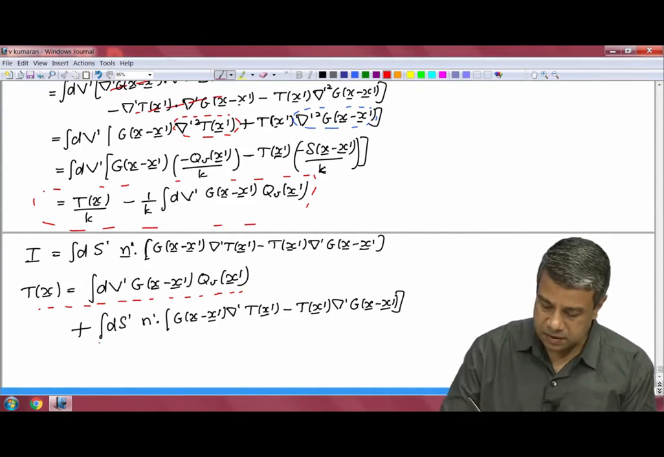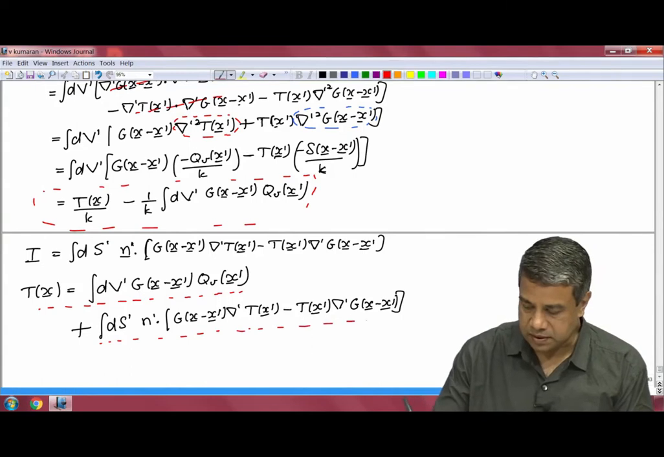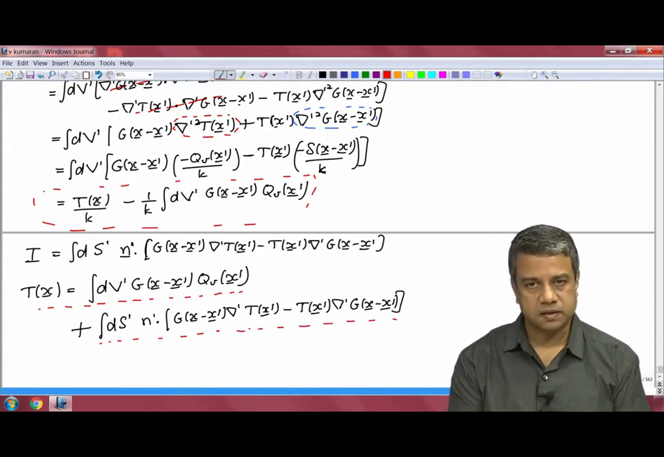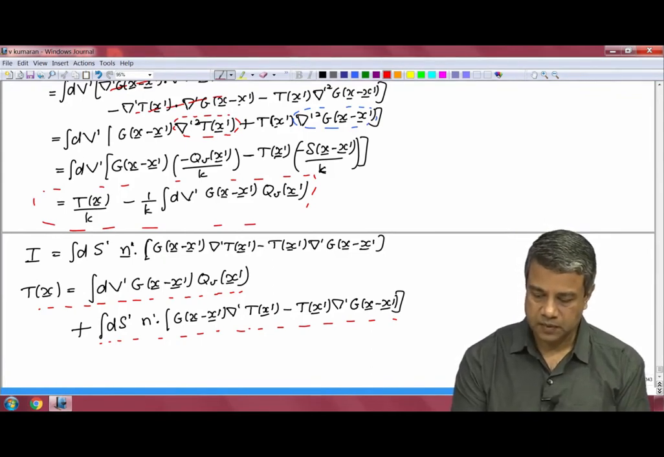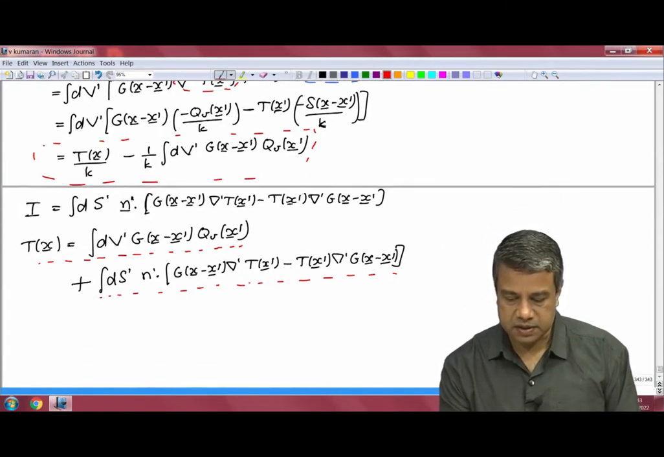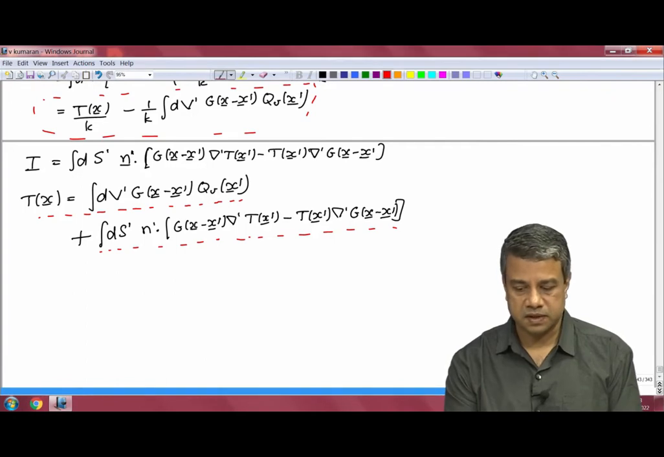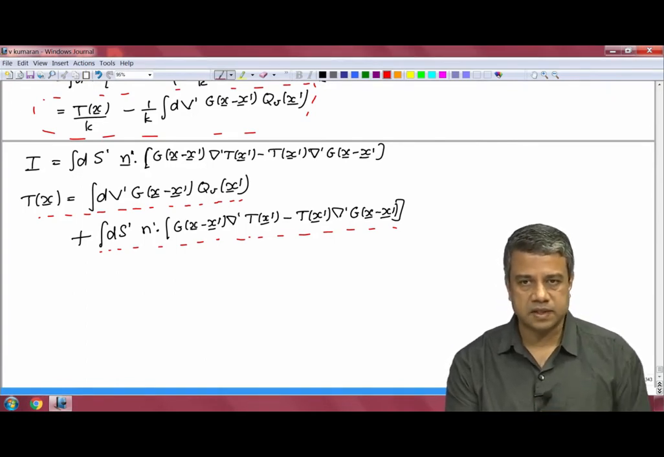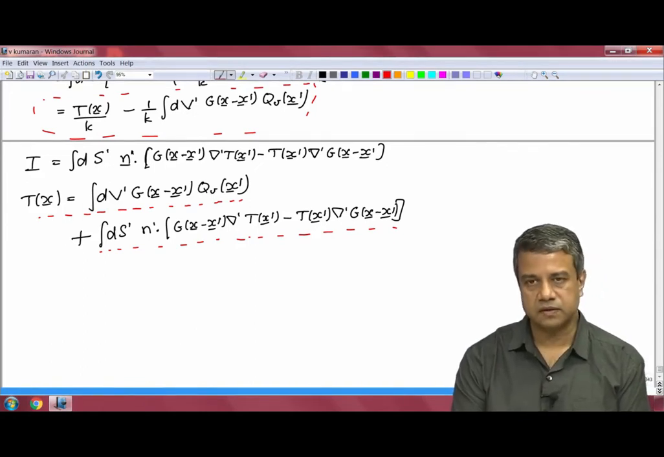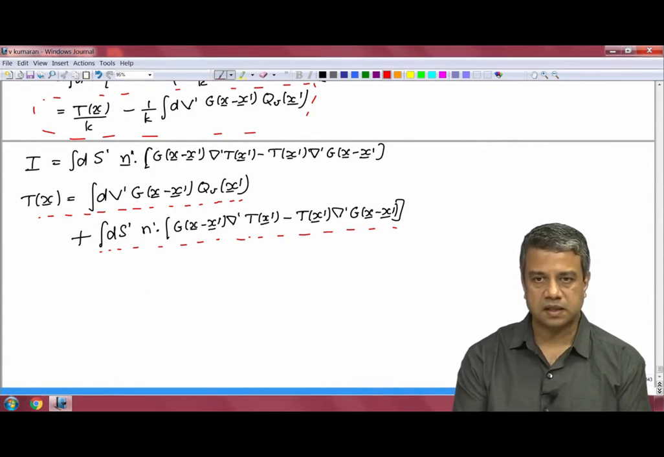The second term here is what you get due to the boundary conditions on the surfaces. And so this function g has to be chosen. The simplest way to solve this, of course, you can solve this equation as it is, but the simplest way is to choose the value of g in such a way that this second term is identically equal to 0.